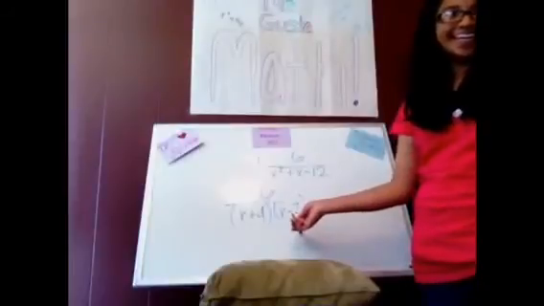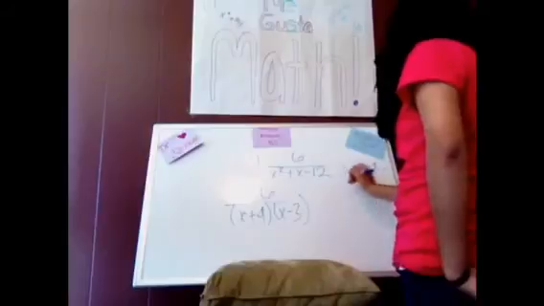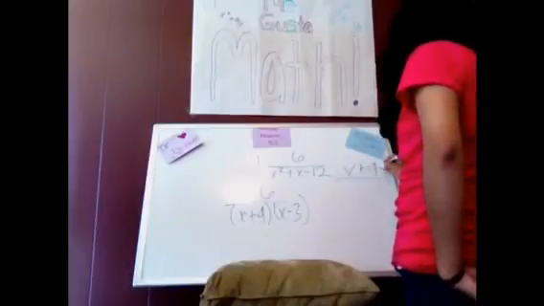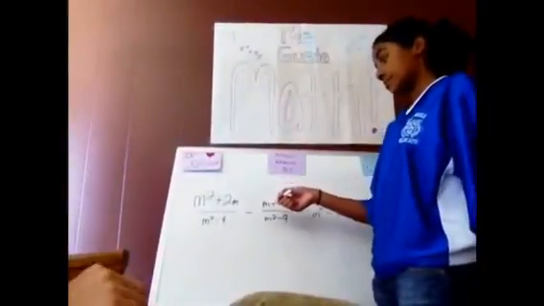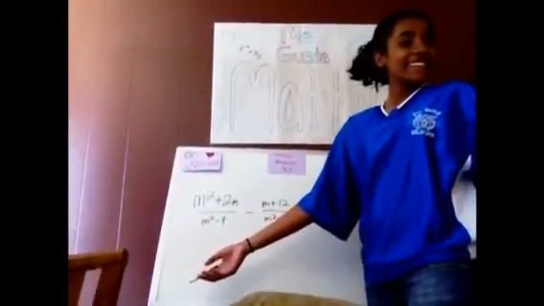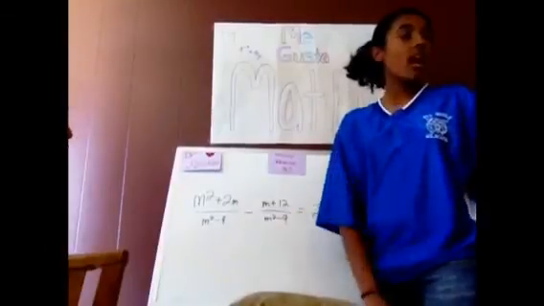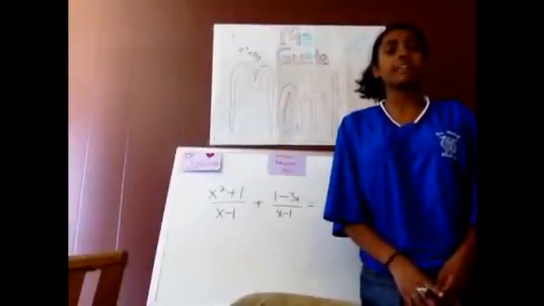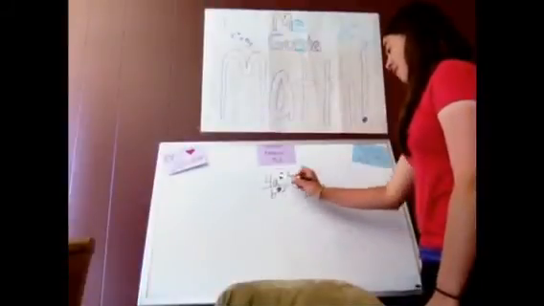X minus 3 equal to 0. And that's going to equal negative 4. Wait, what? No! Subtract these. Add it? Yeah. No, you don't add them. You subtract them. Keep going.